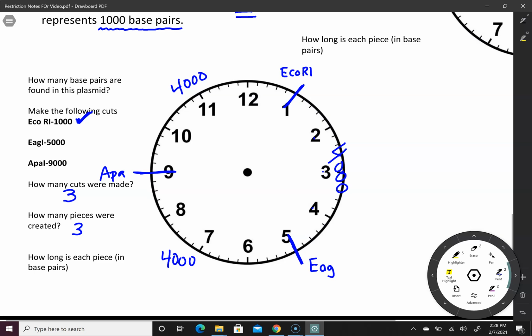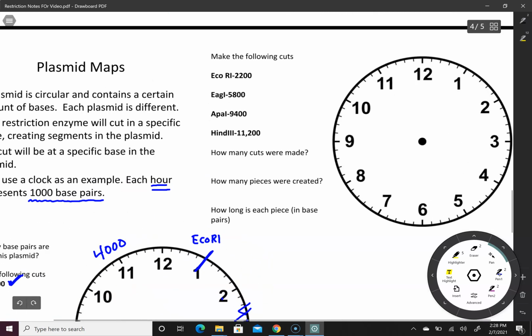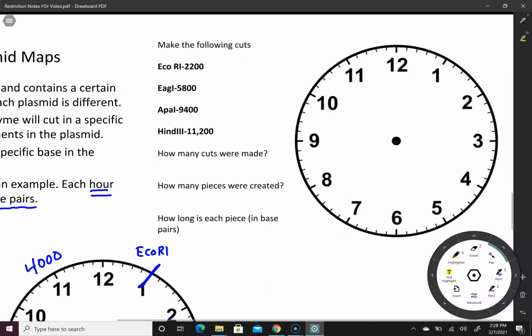So in our first example, how long is each piece? Well, each piece is 4,000 base pairs in length. They're obviously not going to be that easy, but I like to give you a break at first. So let's see a little bit more obnoxious example. Same clock.